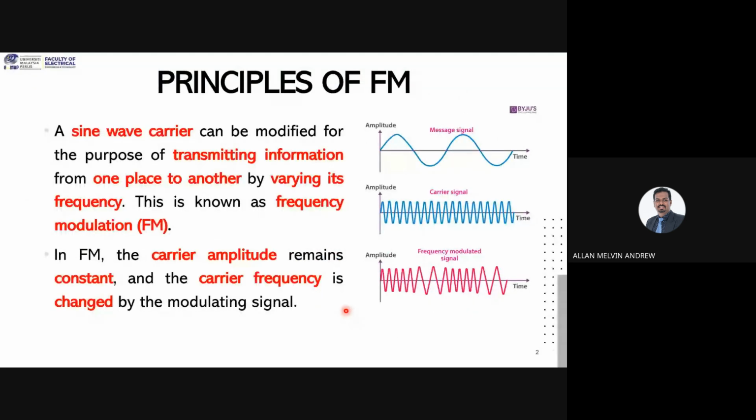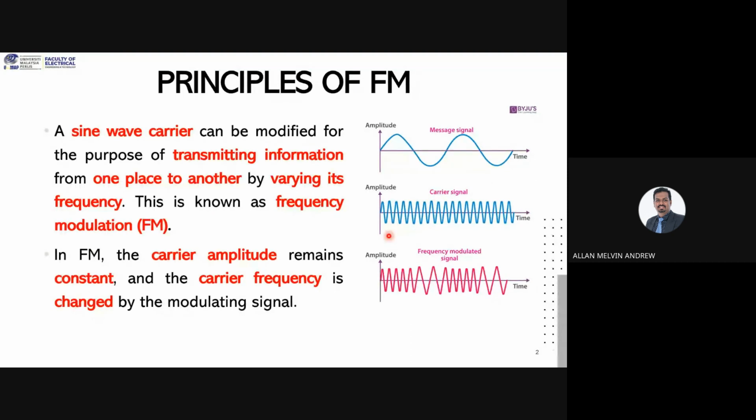So, the principle of FM, meaning frequency modulation. Amplitude modulation is AM. We can see here we have some reading. A sine wave carrier can be modified for the purpose of transmitting information from one place to another by varying its frequency. This is known as frequency modulation. So, firstly, we need to understand what frequency modulation is. We can see in the figure here.